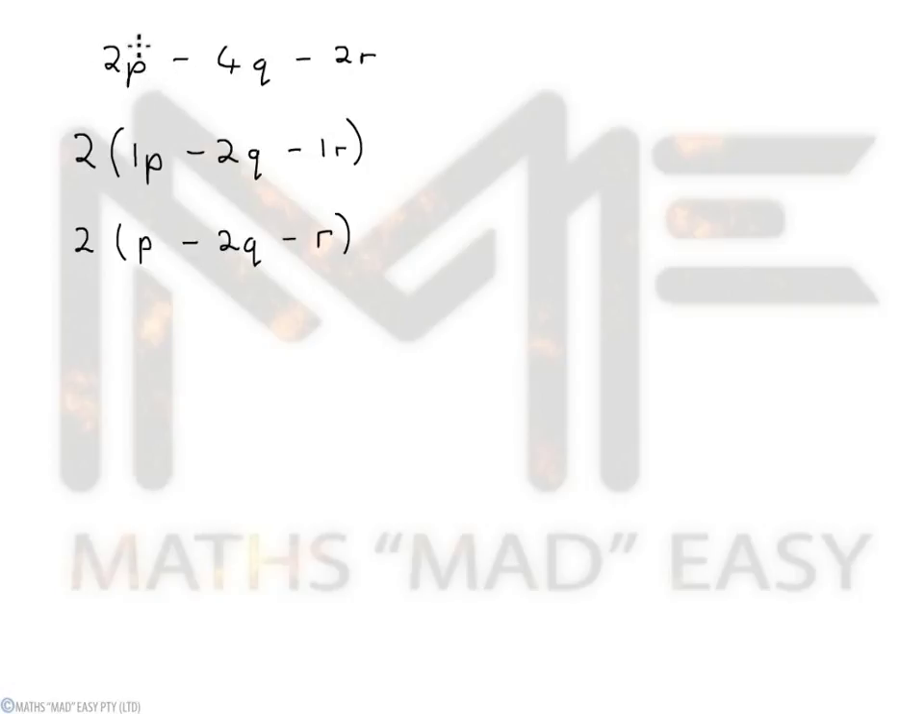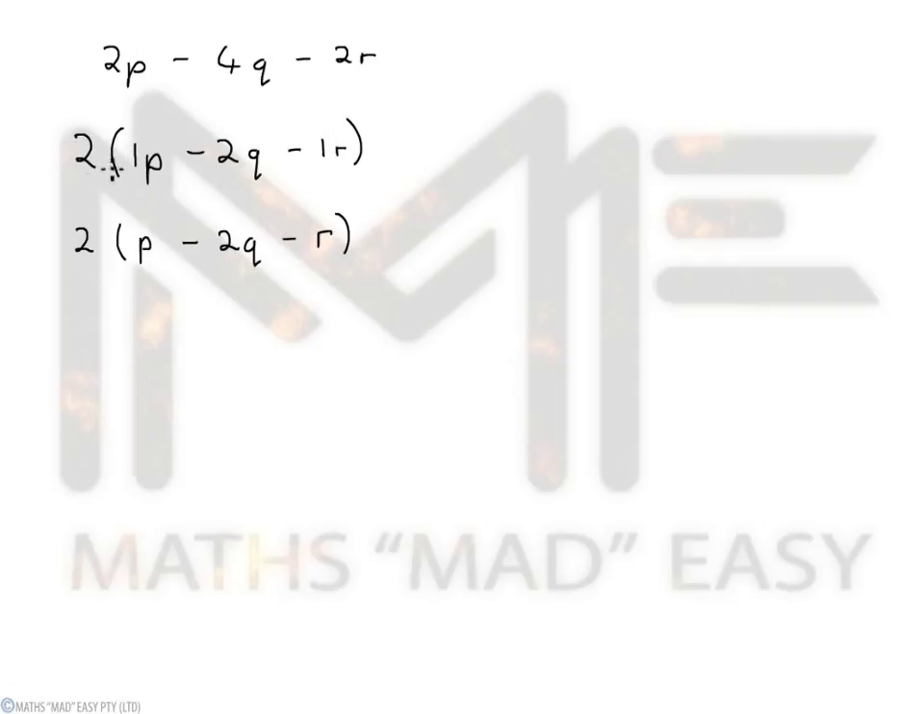Now, in this first term, there's a p, but in the second and third term, there isn't a p. Then the q exists in the second term, but not in the first or the third term, so the q is not a factor as well. The r exists in the third term, but not in the first or the second, so the r is also not a factor. That's why only 2 will be your highest common factor.